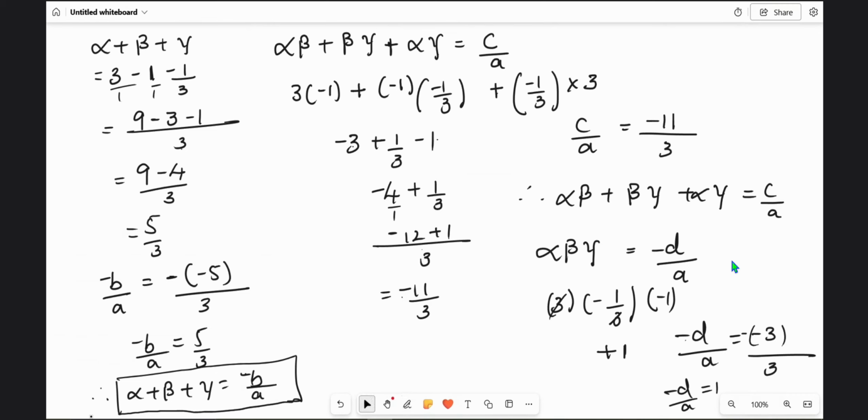Okay, understood? You have to learn that relationship by heart. What we have, alpha plus beta plus gamma is minus b by a. Alpha into beta plus beta into gamma plus alpha into gamma is c by a, and alpha into beta into gamma is equal to minus d by a. Okay. And whenever you verify, the relationship will be always true. It will be always true. Sometimes they ask 2 to 3 mark questions.